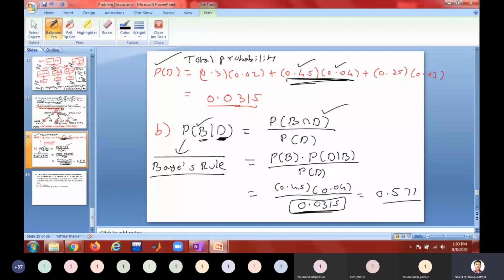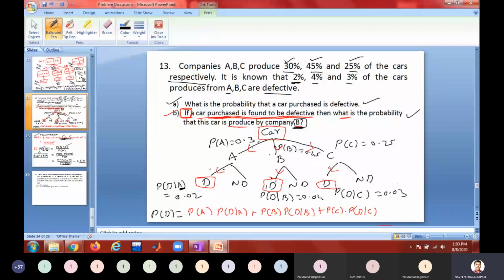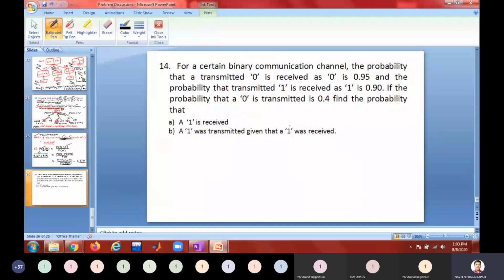Only when you draw the tree diagram. When you draw the tree diagram, it is easy. Is that okay? So this I will give as an exercise. You try to do this later. So these are the topics that are there in your basic probability. Okay, let me show you.